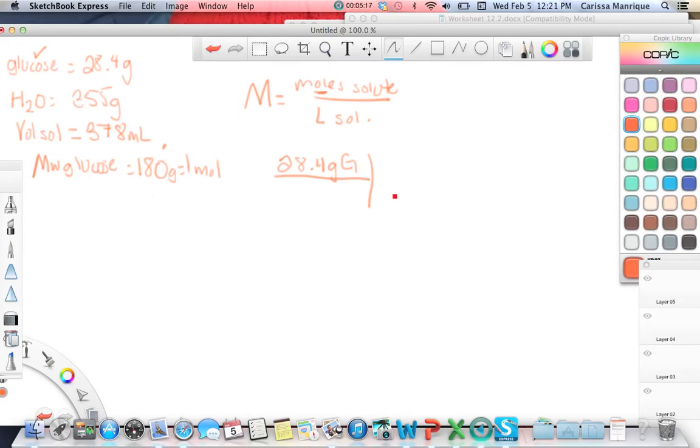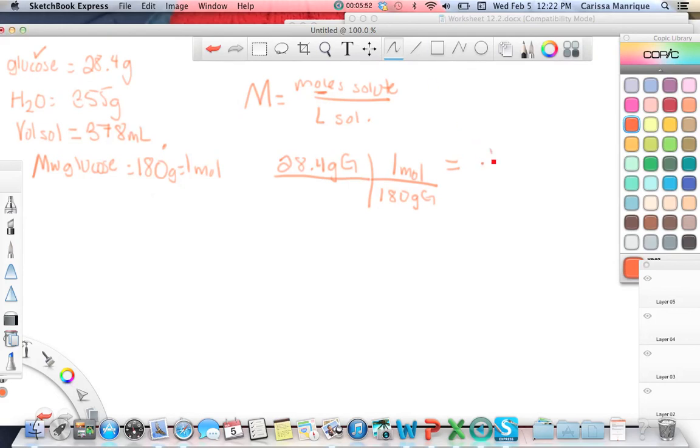We have grams right here, so we need to cancel it out. So we put 180 grams of glucose down here, and then on top we'll go 1 mole. This is from the very beginning of chapter 1 or 2 in General Chemistry 1. Anytime you go from a gram to a mole, you use the molecular weight. You know to put grams down there to cancel it out. So when we divide these by each other, 28.4 divided by 180, you should get about 0.157 moles.